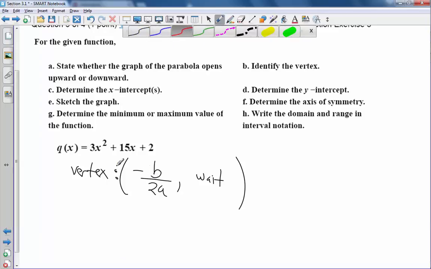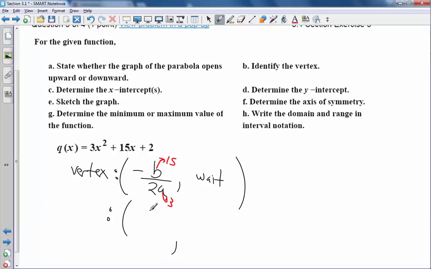B, I need to go find B. Where is B? It's one of these numbers, it's 15. Now go find A, which is 3. We're done with the first half.